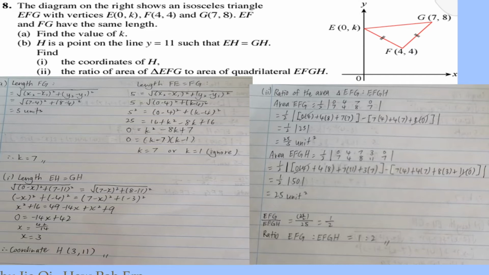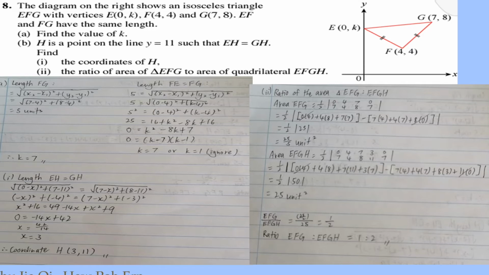16 plus k square minus 8k plus 16 is equal to 25. K square minus 8k plus 7 equals 0. Bracket k minus 7 bracket k minus 1 is equal to 0. K is equal to 7.